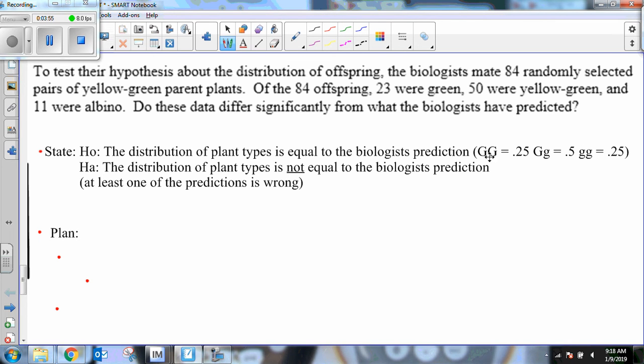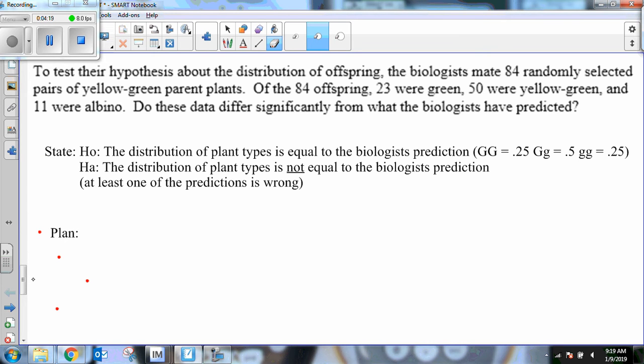So it's a little bit different than the previous example. We're not assuming that they're uniform. We are trying to see if it matches the claim of the biologists. So our alternative is that they're not the same. The distribution of plant types is not equal to the biologist's prediction. Or you could say at least one of the predictions is wrong, because of course if one of the predictions is wrong, the whole thing is wrong.